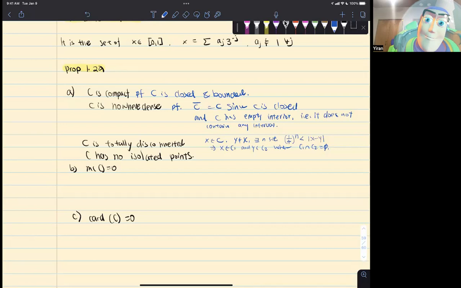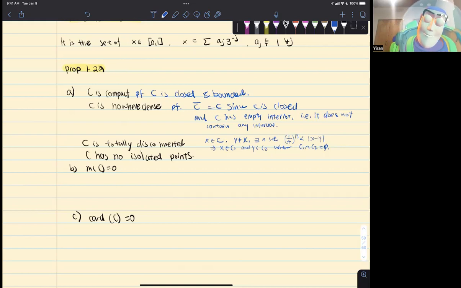And given that x is equal to the sum from n equals 1 to infinity of 2a_n divided by 3^n, that's base 3. Then x in the Cantor set, where a_n belongs to {0, 2}, right?